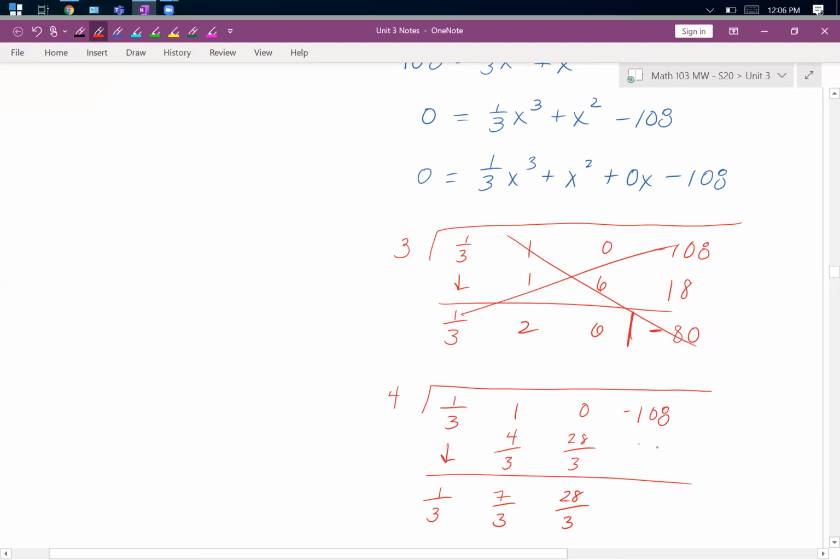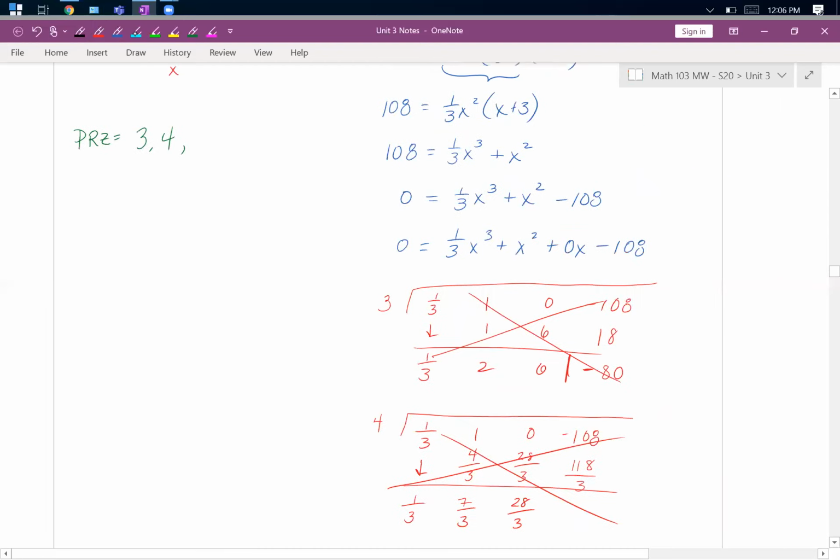I think this is 118 over 3. All right, not 0. So let's try something else. What do you want to try? 6. Yeah, I would jump to 6 for sure, because I want something that when I multiply it with that 1/3, I get a whole number. So I'd be inclined to go with 6 as well.